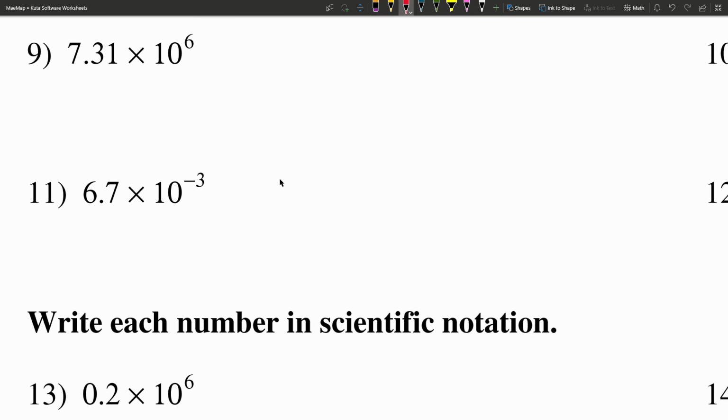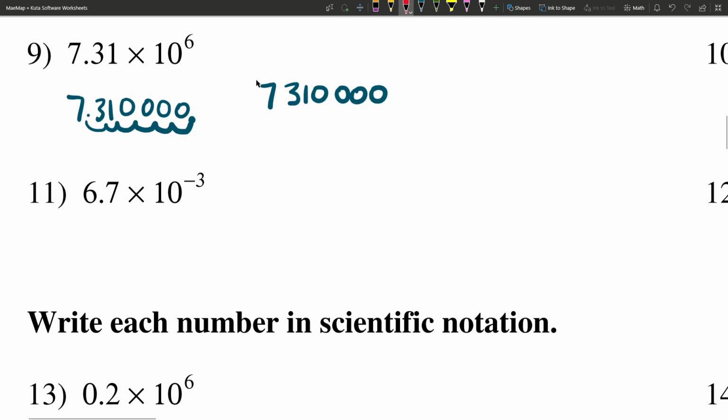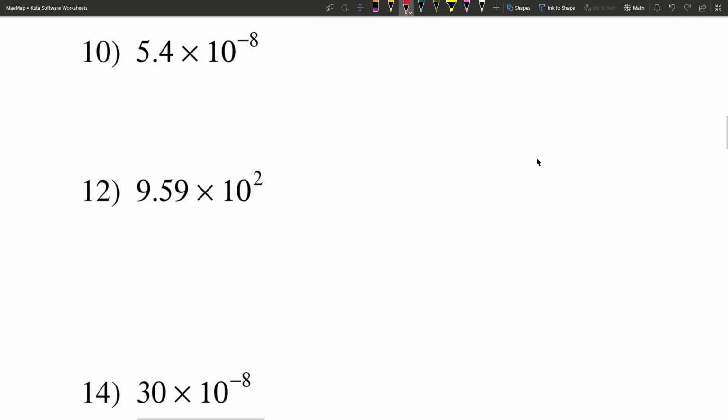Moving on to number 9, we have 7.31 times 10 to the 6th. So we know we're moving that decimal place to the right 6 different times. So 7.31, moving that decimal place 1, 2, 3, 4, 5, 6. Our decimal will be here, and filling the rest in with the zeros. That's going to be 7,310,000. That's our solution for number 9. 7.31 times a million is going to be 7,310,000.